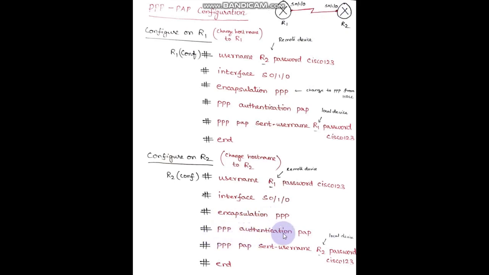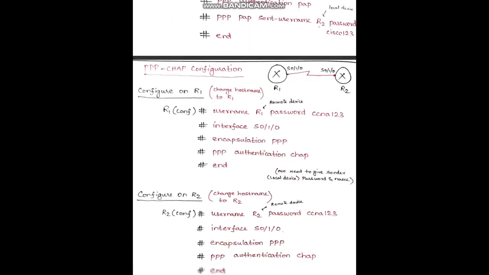Next ppp authentication pap and ppp pap sent-username R2. This R2 is the local router, this router. So this router information you have to give manually if it is PAP authentication. CHAP means no need to give. R2 password Cisco123, end. So this is the command to configure PAP on the routers. I hope you understand. How to verify this we'll see in the next page.